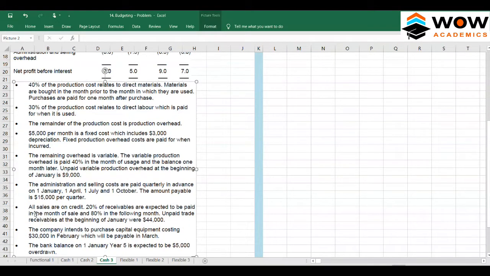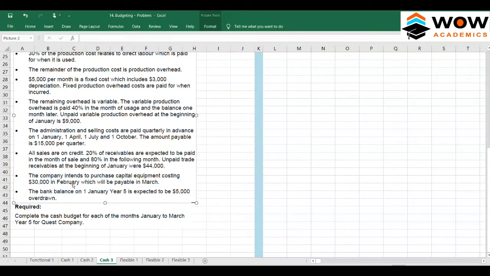They then tell us about the sales. Sales are on credit, so all sales are on credit. 20% of receivables are expected to be paid in the month of sale. So in the same month, that portion of the sale is going to be recovered, and the balance 80% in the following month, that is in the next month. The unpaid trade receivables at the beginning of January is 44,000. That is, the 44,000 of cash will be collected in January itself.